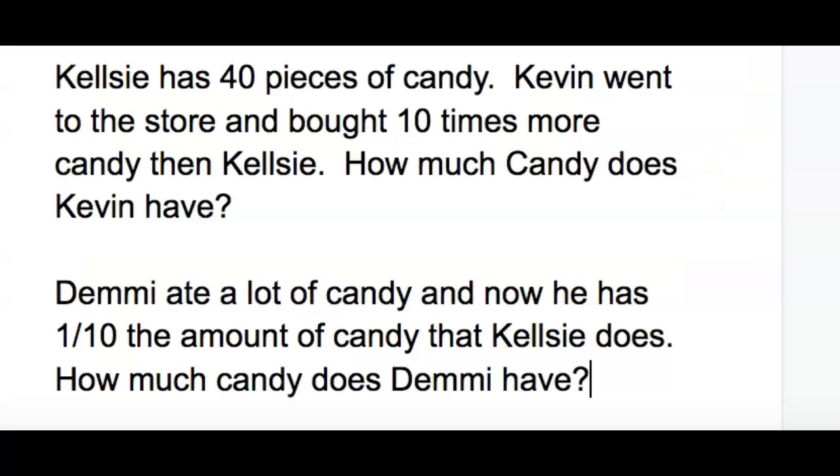Your problem of the day. I would like you to go ahead and work out the answers to these two problems and have them ready on your whiteboard to present during the Teacher Center. Go ahead and pause the video now while you find your answers.